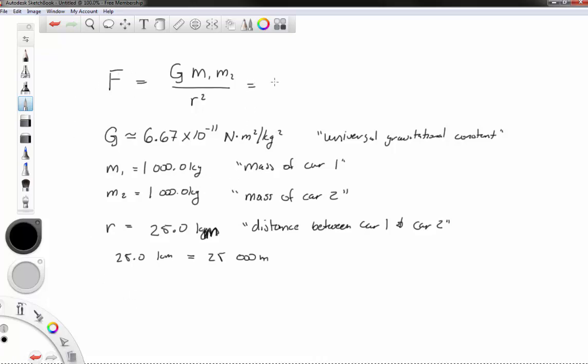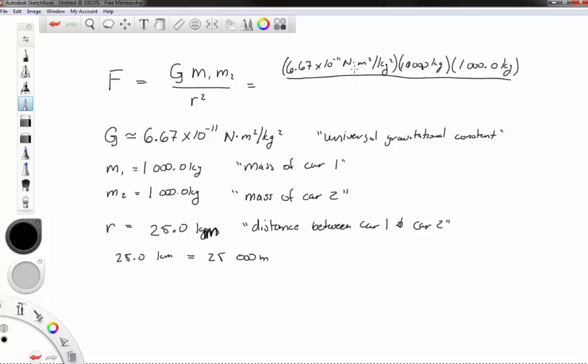So this equation therefore becomes 6.67 times 10 to the minus 11 Newton meters squared per kilogram squared, times the mass of car number 1, which is 1,000.0 kilograms, times another 1,000.0 kilograms. And all of that is going to be divided by this distance squared. So we have 25,000 meters, and we're going to square that distance.